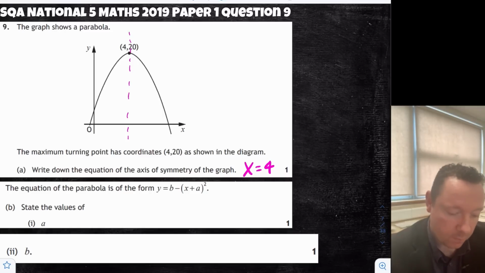So remember, the turning point tells you how to find this in completed square form. So the completed square form is the turning point. A is minus 4 because it's the opposite to make that 0. So A equals minus 4 because minus 4 plus 4 is 0. And B is just your 20, the other number. So it's minus 4 and 20.